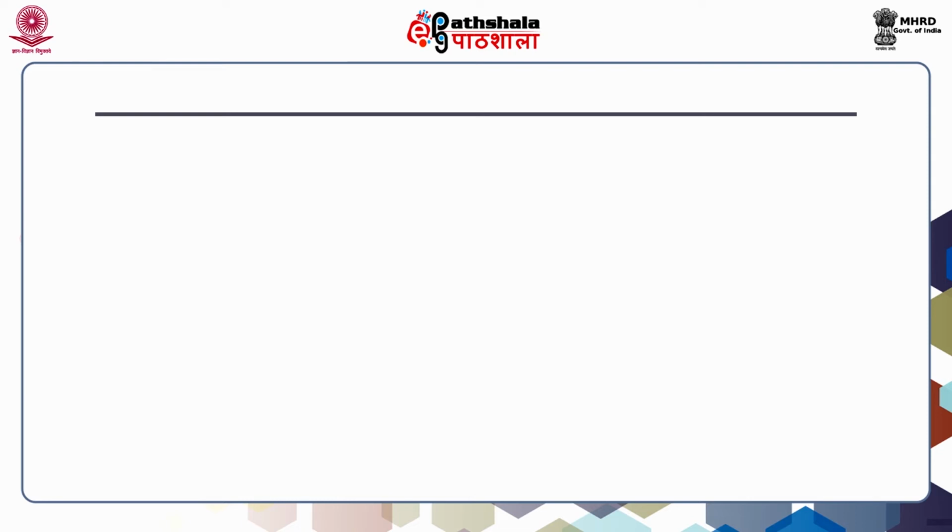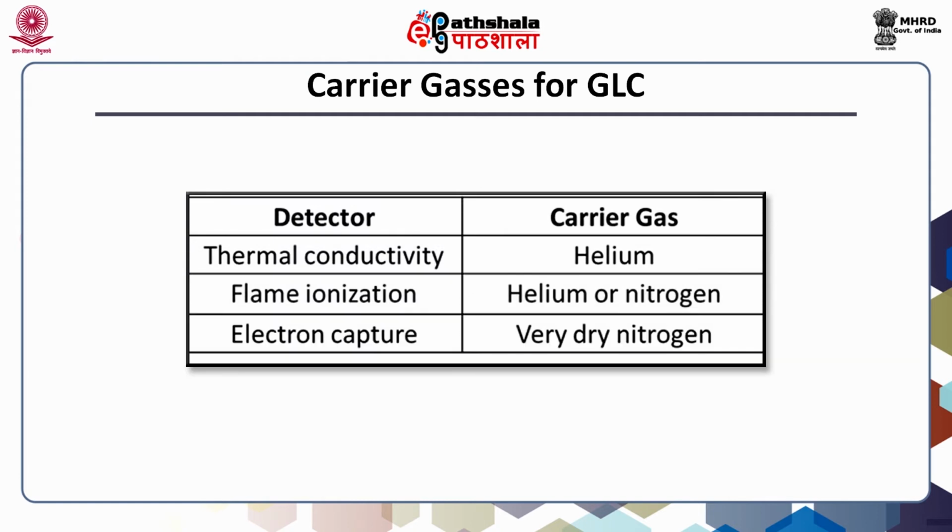As I said, in GLC the carrier gas is very important, and the use of carrier gas also depends upon the type of detector we are using. For example, in the case of the thermal conductivity detector, which we will discuss in the subsequent slides, the preferred gas is helium. For the flame ionization detector, the preferred gas may be helium or nitrogen, and in the case of the electron capture detector, the preferred gas is very dry nitrogen.